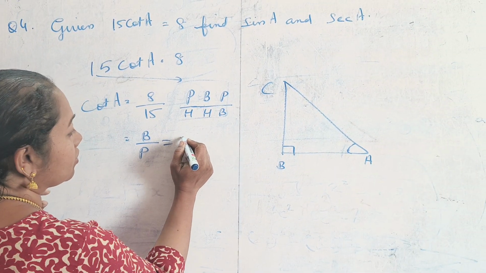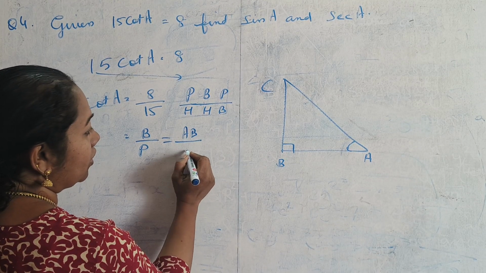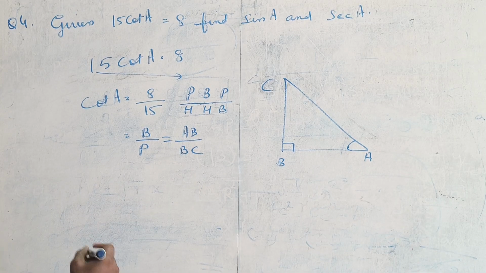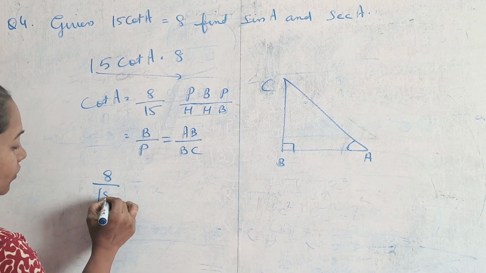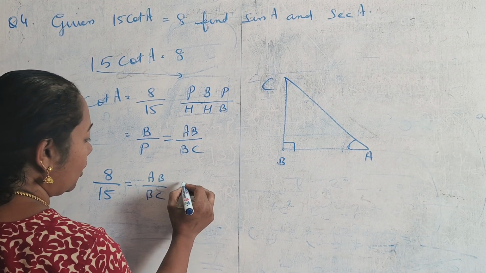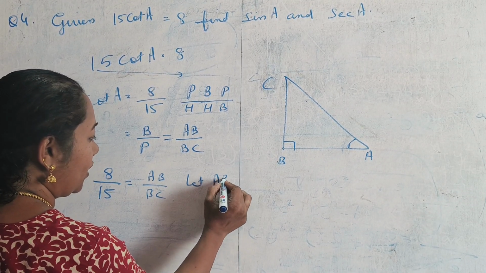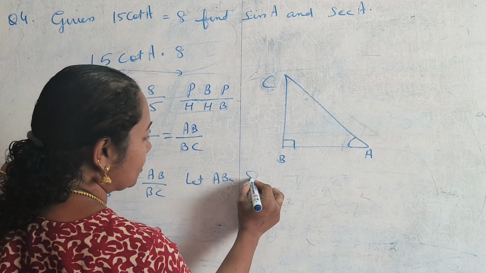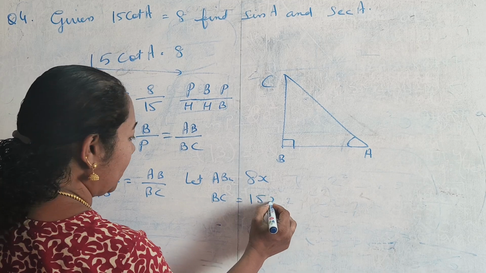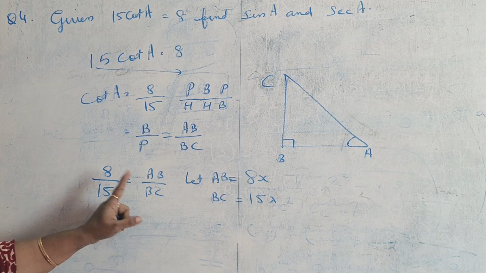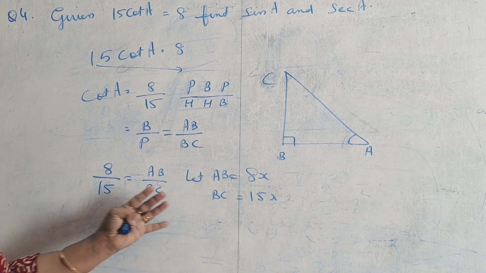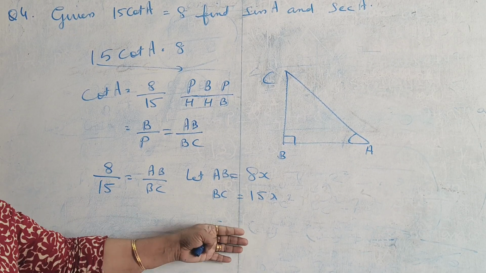Cot A equals AB upon BC. So 8 upon 15 equals AB upon BC. So let AB be equal to 8x and BC equal to 15x. Since this is in the ratio, we are supposing this as 8x and 15x.